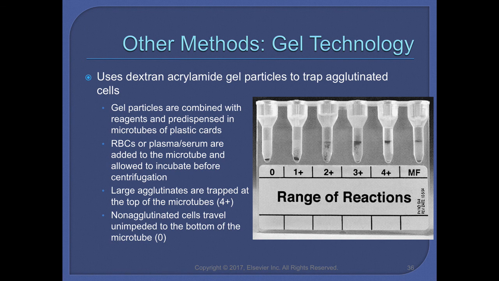So this picture right here shows you the range of reactions in gel technology, which is really nice, and I think it's sometimes more comprehensive than what the tube testing is like. You can see what the different reactions are between 0 and 4+, and you also have a mixed field reaction in which there's a line on the top and a line on the bottom.